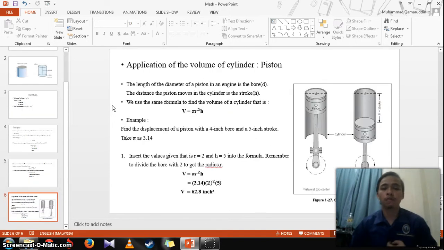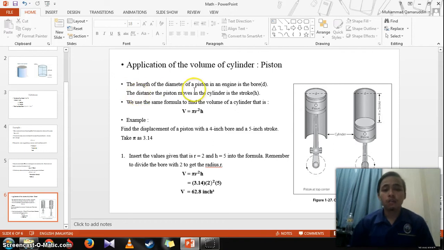Okay, we move to the application of the volume of cylinder, that is piston. As we know, piston is one of the most important applications in our daily life. As an example, we take motorcycles, cars, and in our section, the aircraft. Okay, I will tell you about the similarities of a piston with the cylinder.